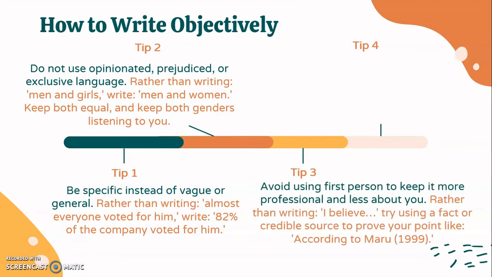Tip number 3, avoid using the first person to keep it more professional and less about you. Rather than writing, for example, "I believe," try using a fact or credible source to prove your point. For instance, you may say, according to Maru, according to so and so, you can say it in this way.